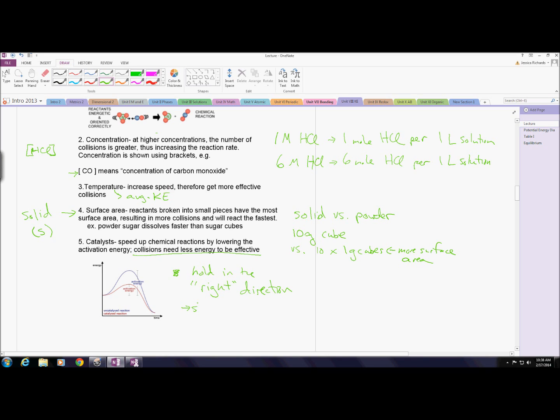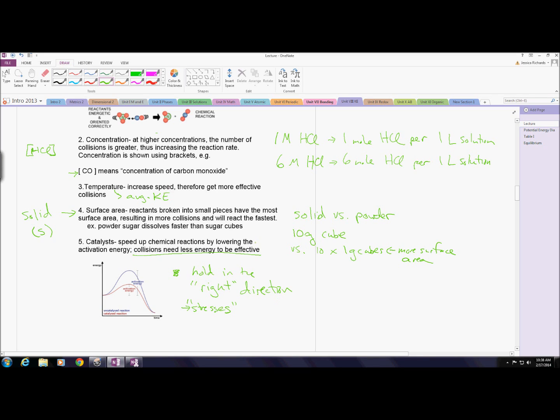Sometimes it stresses the bonds. By holding it, it kind of tugs it and pulls it open so that the bonds are weaker. That puts stress on the molecule, which means your collisions need less energy for them to happen. So adding a catalyst is also a great way of speeding up a reaction.